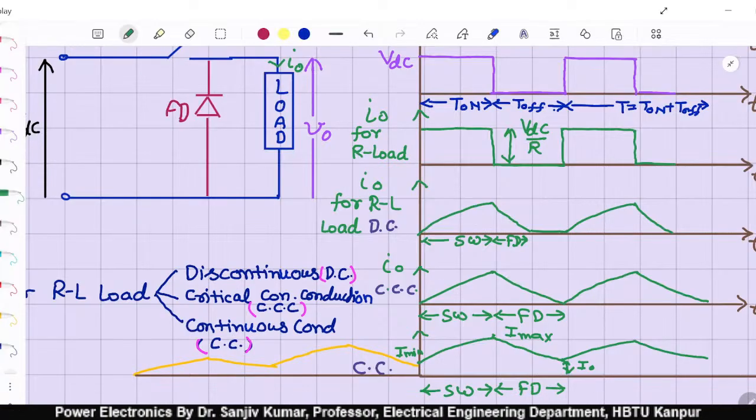This is I min. One can think, sir, we have turned on the switch here, we have turned on the switch here, how is it possible that the inductor starts with this current?